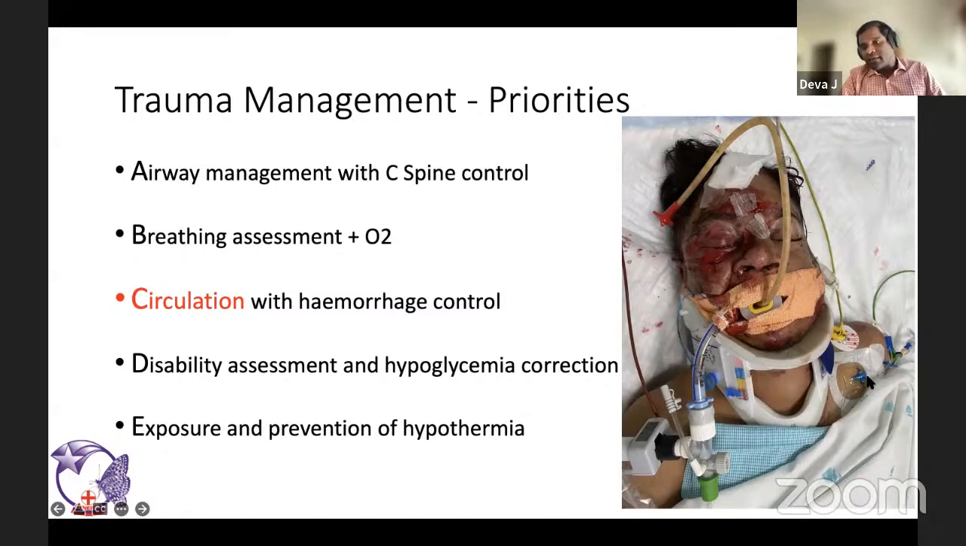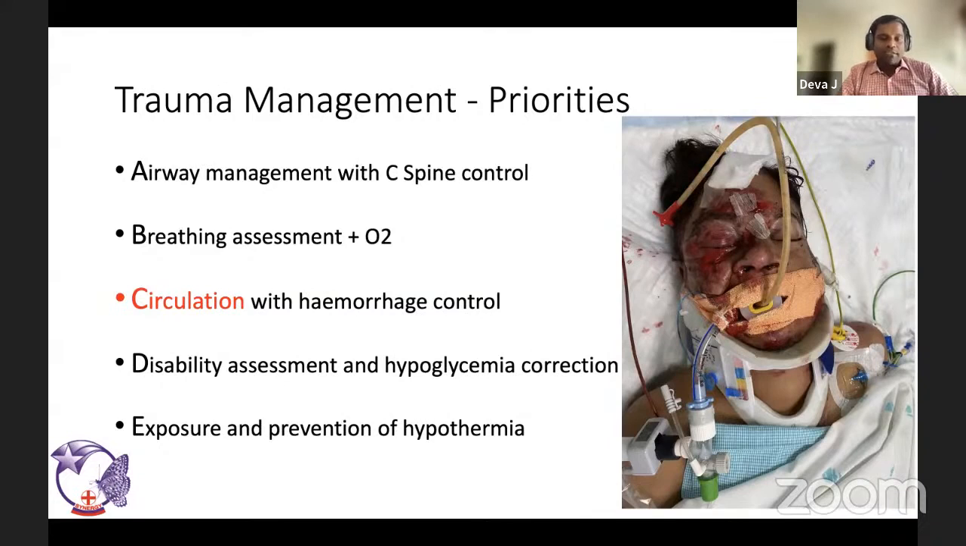He has a line. He probably has been resuscitated with fluids and bloods. And I don't know whether you can appreciate this, there's a gauze piece placed on the scalp. He was bleeding quite profusely from the scalp that has been controlled. That's C control. He's probably suffered a head injury, so disability has been assessed. And as you can see, he's covered nicely to prevent hypothermia. So the general principles of management in trauma is A, B, C, D, E.